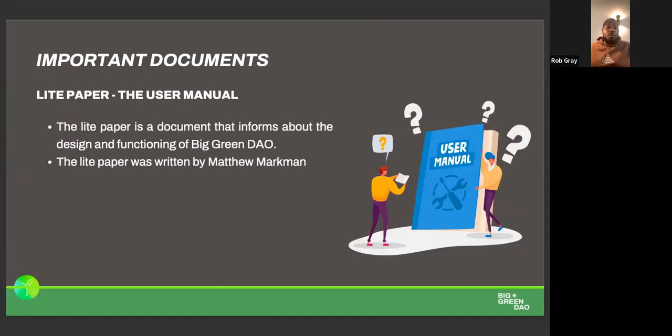Some important documents that you all should check out. The light paper. It's the user manual for the DAO. The light paper is a document that informs about the design and functions of Big Green DAO. The light paper was written by Matthew Markman. He's very active in the community and a genius. So make sure y'all check that out. I've read it a couple times.